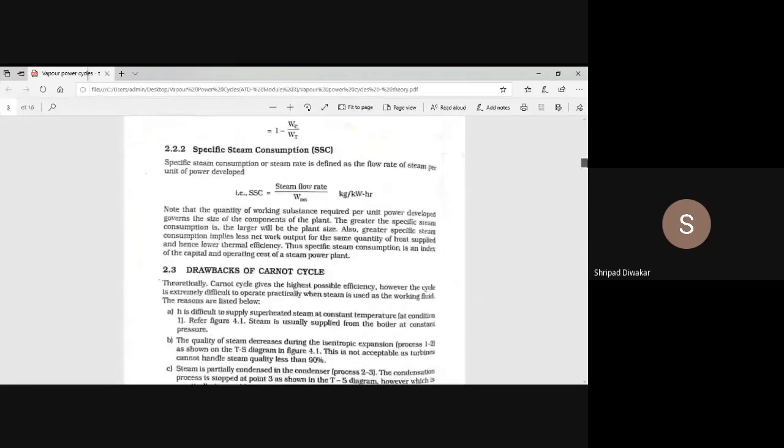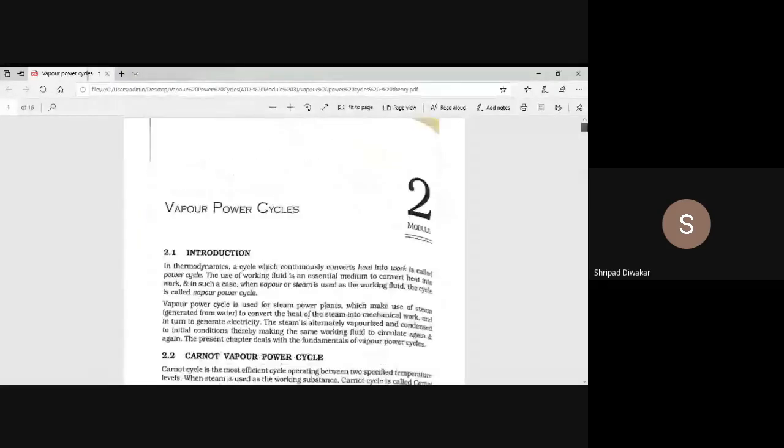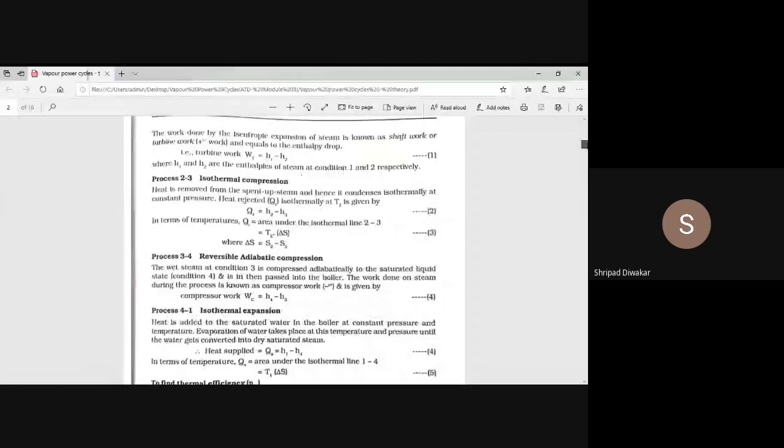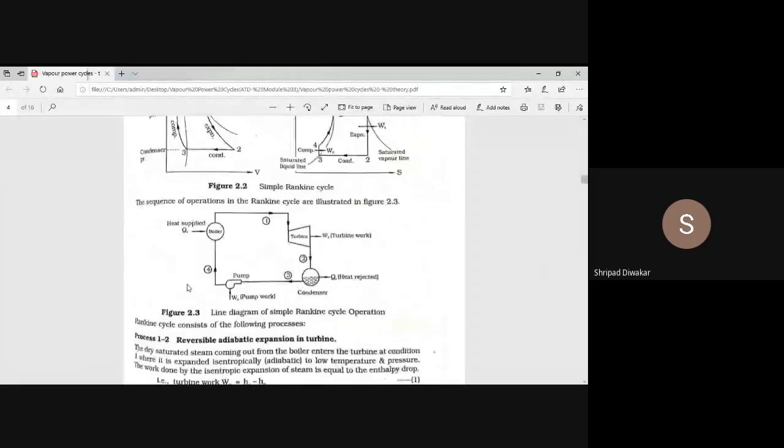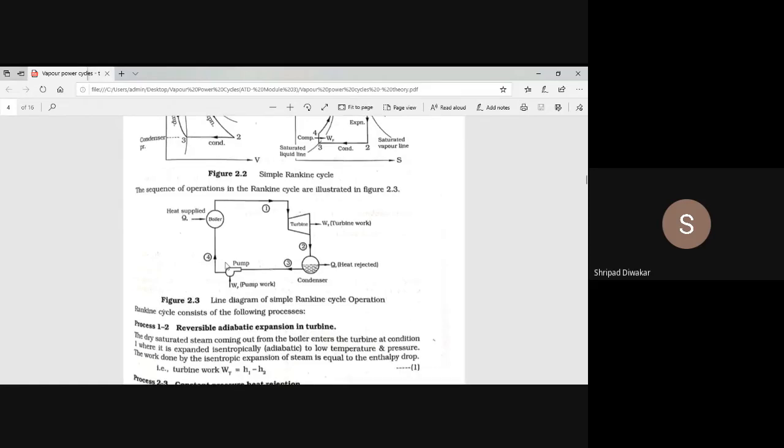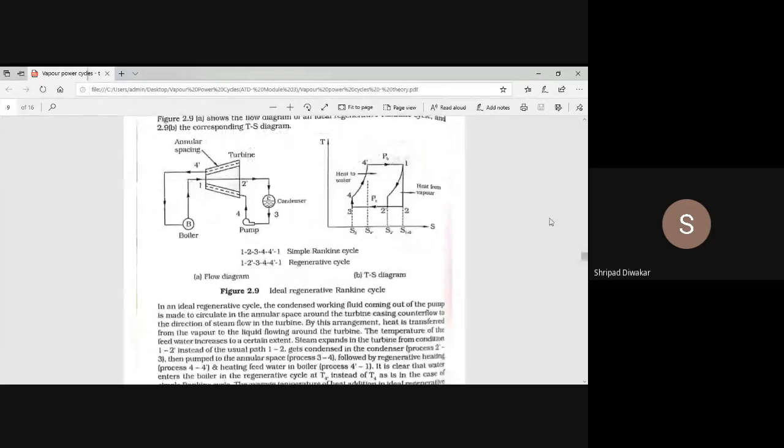In the normal cycle we have 4 parts. After coming out from the condenser, the water is pumped from the condenser to the boiler. But in the case of the regenerator, the water is not pumped into the boiler; rather, it enters the turbine casing. Okay, I'll show this. Observe the difference between this diagram and the diagram I am showing. This is the regenerative cycle. Instead of pumping the water from the condenser into the boiler, it enters the turbine casing.